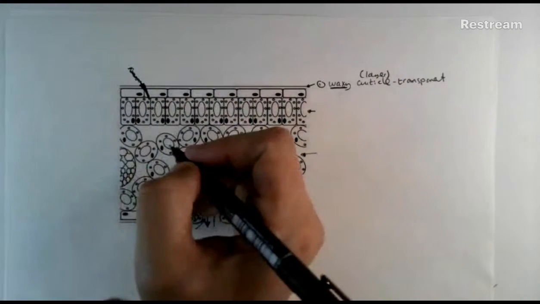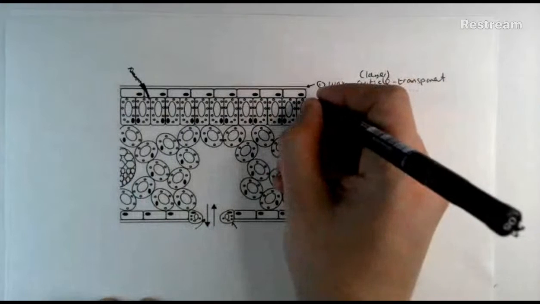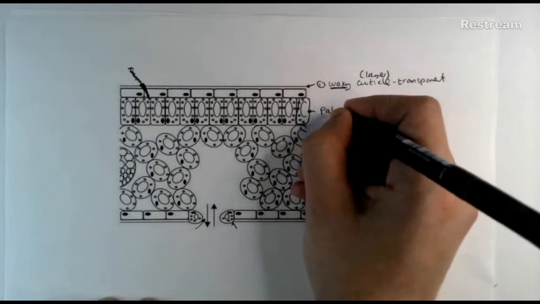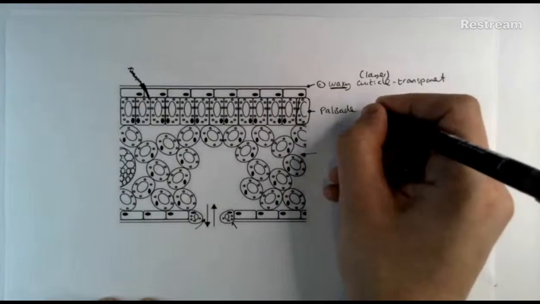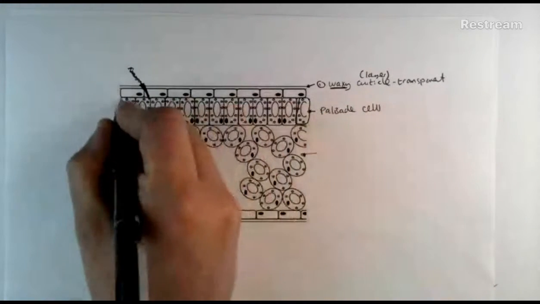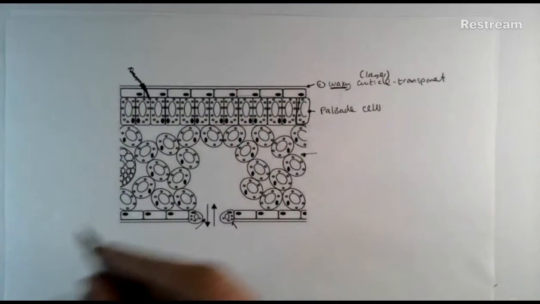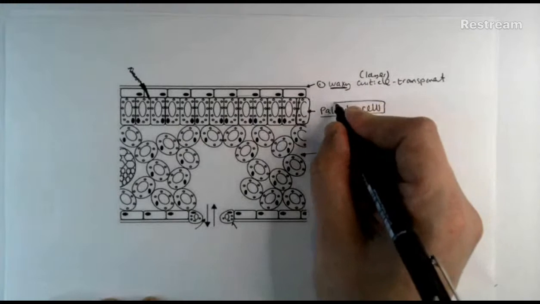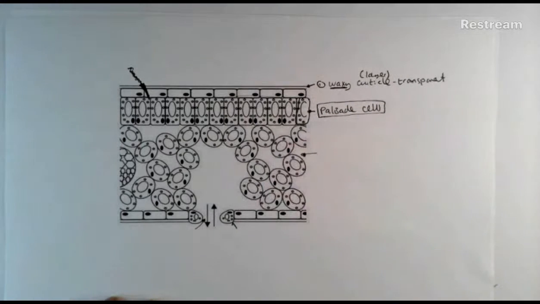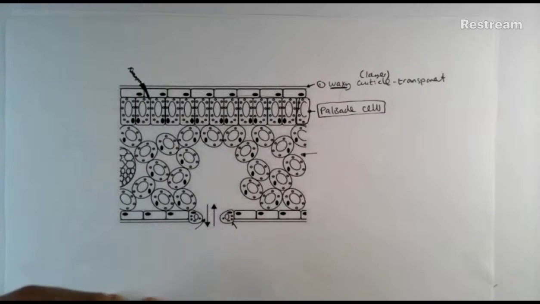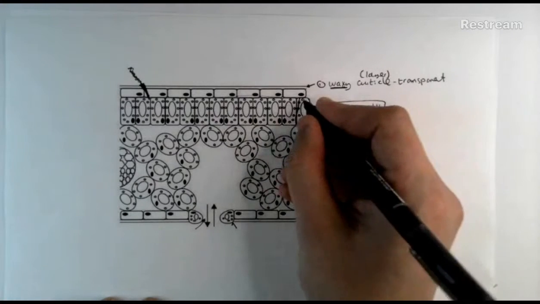Now, the next part we're going to look at is these cells here. These cells here are the palisade cells that form the palisade layer. Now, let's think about the adaptations of the palisade cells. It's really important in biology to think about what we call the structure and then the reason why it's got that structure, so the structure and the function.